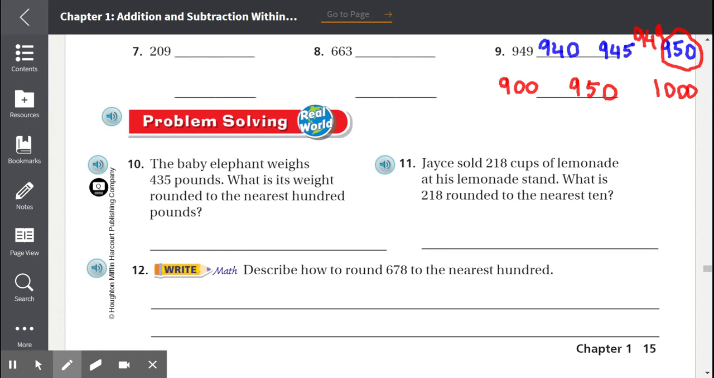Now let's see where we would put 949. 949 would be between 900 and 950. So 949 is right before 950. So it would go here. So 949 is closer to 900 than it is to 1,000. So 949 rounds to 900 when we round to the nearest hundred.